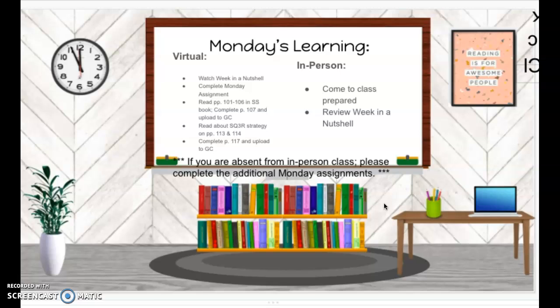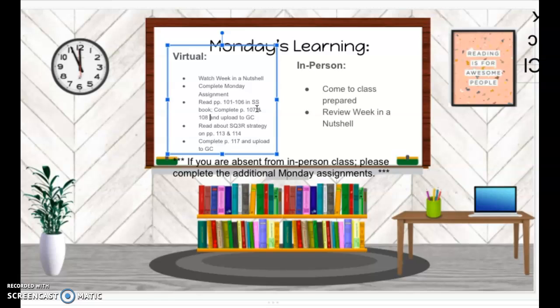Read those pages, highlight any important information, and then you're going to complete pages 107 and 108 as well in your study skills book. And virtual students, please upload those pictures so you're thinking about what an active learner would do. What makes that person an active learner?